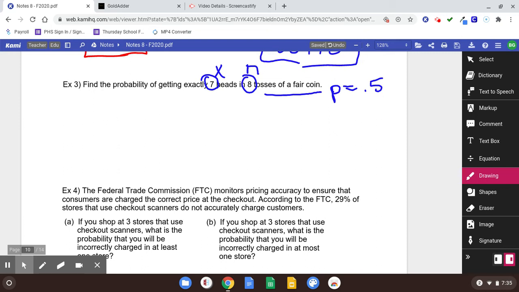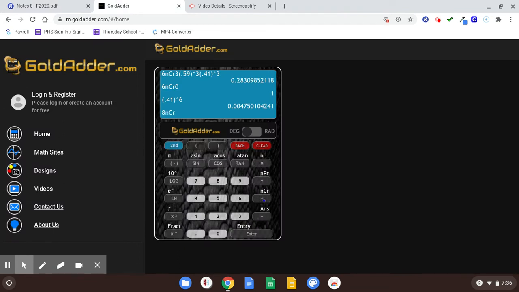So it's the same exact formula. We've got 8 total experiments, and we're looking for 7 successes out of that. So 0.5 to the 7th power. Now, if 0.5 is the successful probability, then that means 0.5 will be the failure probability, and that's going to fail 1 time. Again, keep in mind, the 2 exponents have to add up to the big number, 8. 7 and 1 make 8. 0.03125.